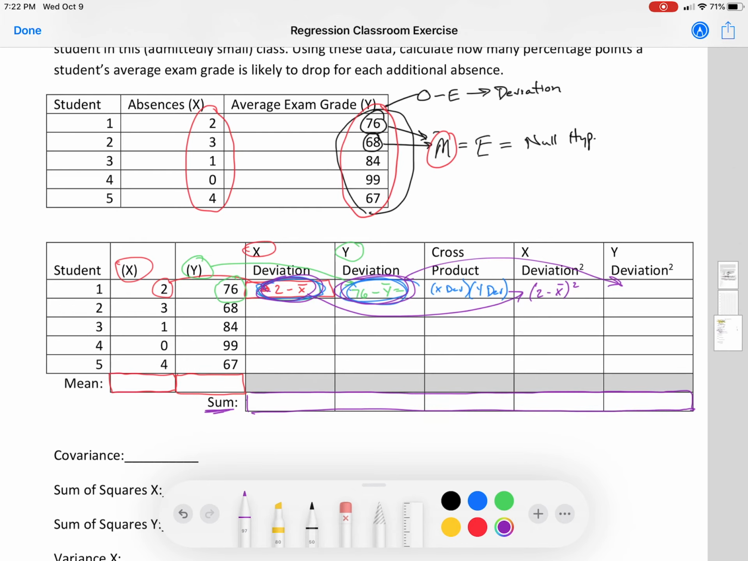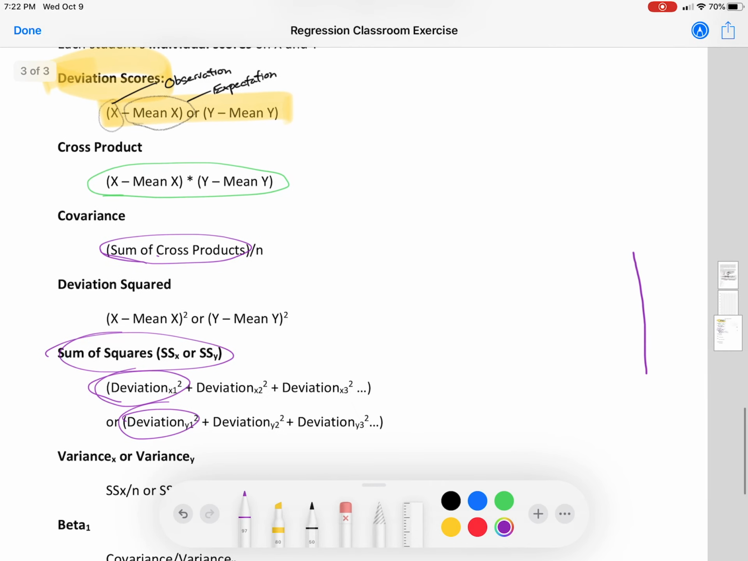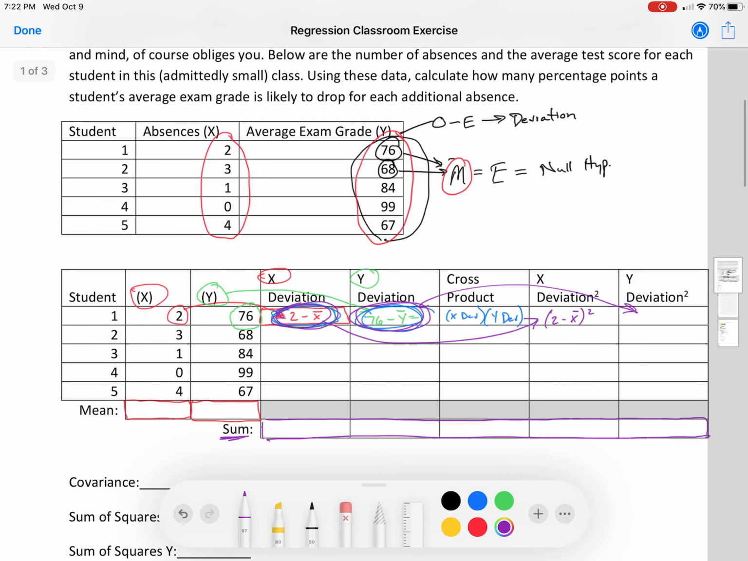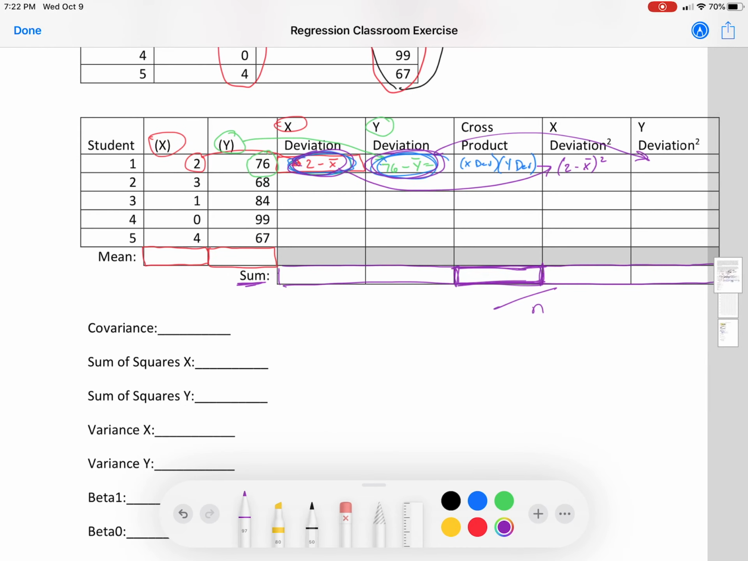As you go through each one of these, you'll calculate the sum scores, and then using these sum scores, you can work out things like the covariance, which is the sum of the cross products divided by n. Up here, I simply look down at the sum of the cross products divided by n. N is the number of students, and that's going to give me my covariance.